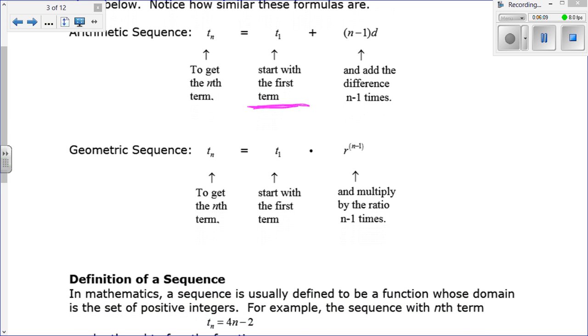A geometric sequence is t sub n to get the nth term. I take t sub 1, which is the first term. Okay, I always need the first term here, times r to the n minus 1. And you're going to multiply by the ratio n minus 1 times. So the two formulas are very similar. I do not believe that either one of these is given to you on the Regents exam. So you would have to remember these formulas.